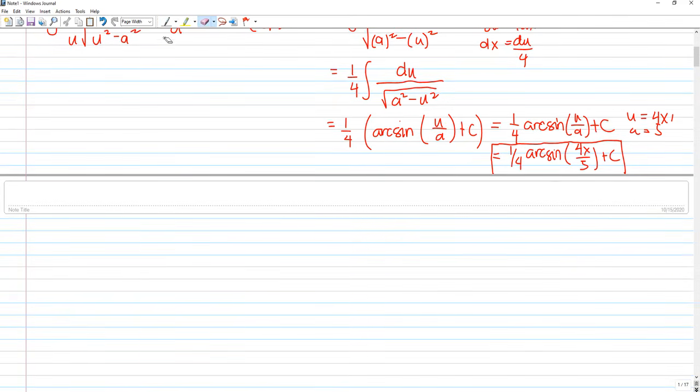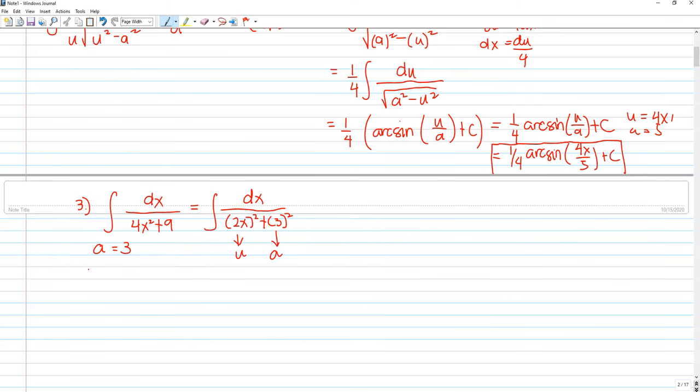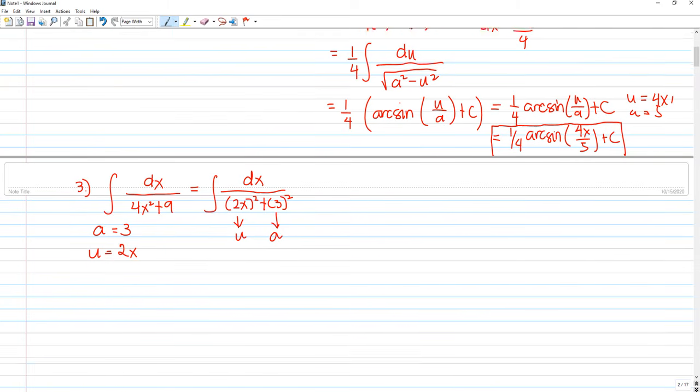Okay, so for number 3, we have the integral of dx all over 4x squared plus 9. The very first step again is to rewrite this as the integral of dx all over (2x) squared plus 3 squared, wherein this will be our value of u and this would be our value of a. Okay, a equals 3 and u equals 2x.